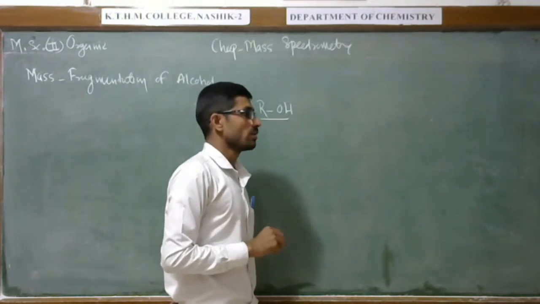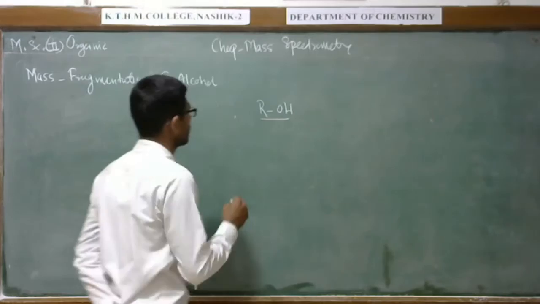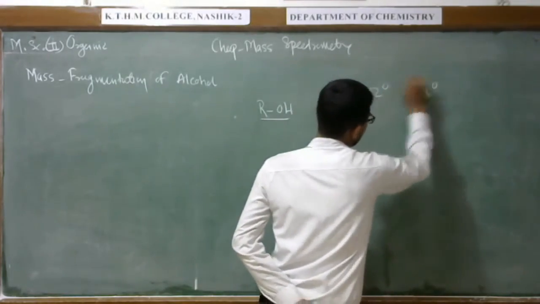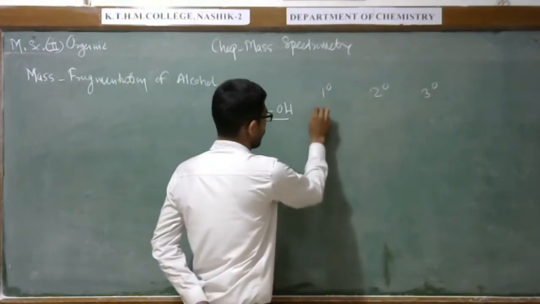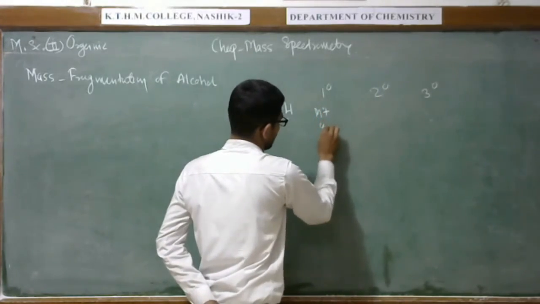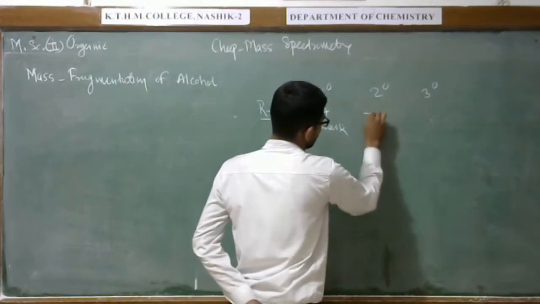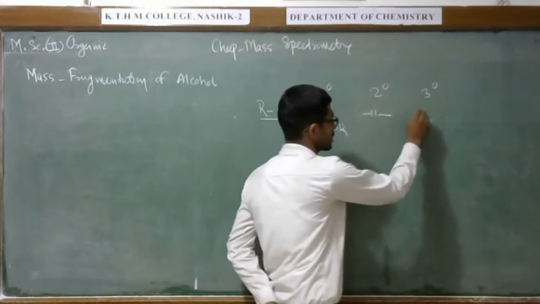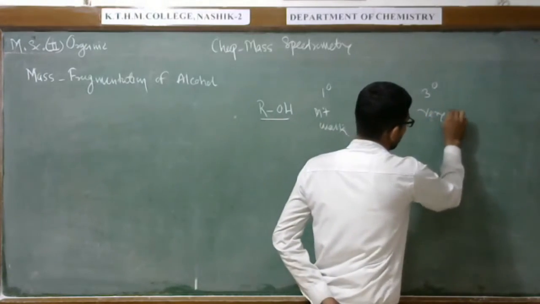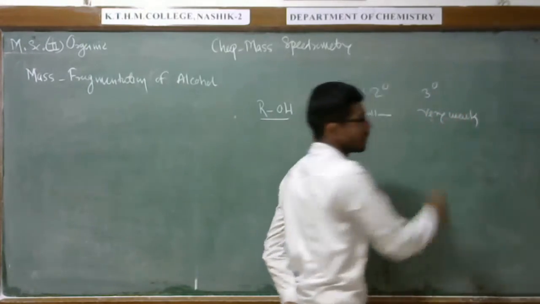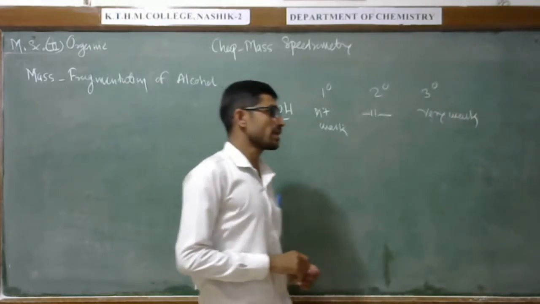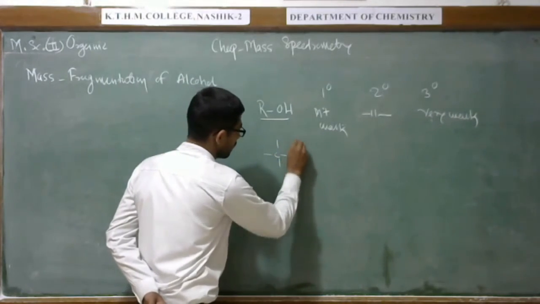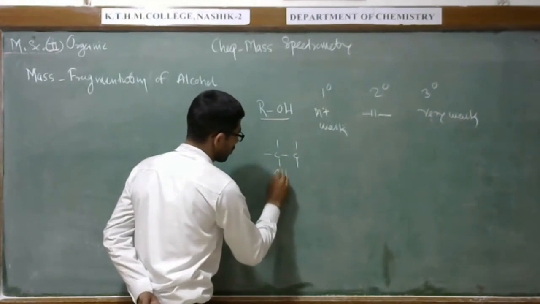So, when you consider the alcohols, they may be primary, secondary, or tertiary. In primary alcohol, the molecular ion peak is weak. Also, in secondary, the molecular ion peak is weak, but in tertiary alcohol, there is a very weak molecular ion peak. Also, the second thing is that alpha cleavage occurs in fragmentation of alcohols.